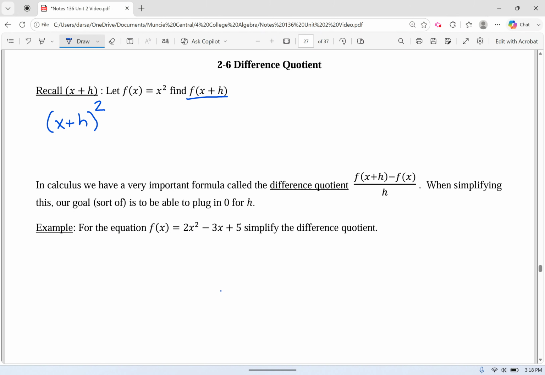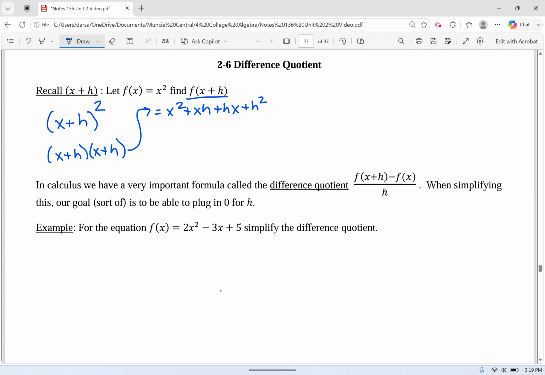And we got to remember, when you have a binomial squared, how do we do that? We write it twice and we multiply. So we need to distribute or FOIL this. And what is that going to be equal to? Well, that's going to be x squared, and then x times h is xh. And then, okay, let's look at this one. h times x, and then the last distribution is h times h, or h squared.